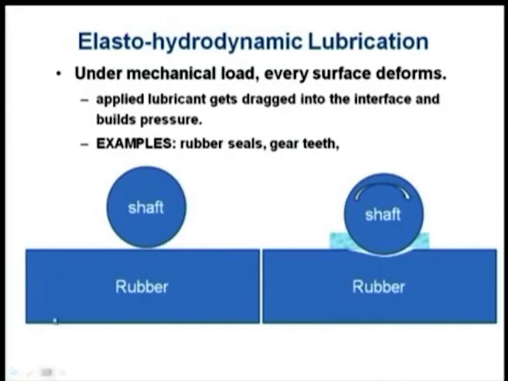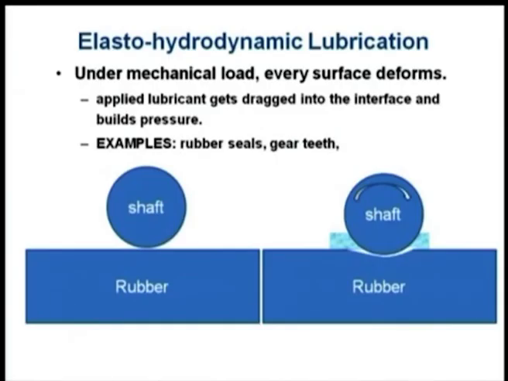I am just trying to compare: when the shaft comes in contact with the rubber, there will not be any film thickness of liquid. But because of the rotation as well as the deformation of rubber, you are able to see some sort of interface or film thickness here. That is caused by the elastic deformation, and that was in the previous slide when we mentioned the effective film thickness.